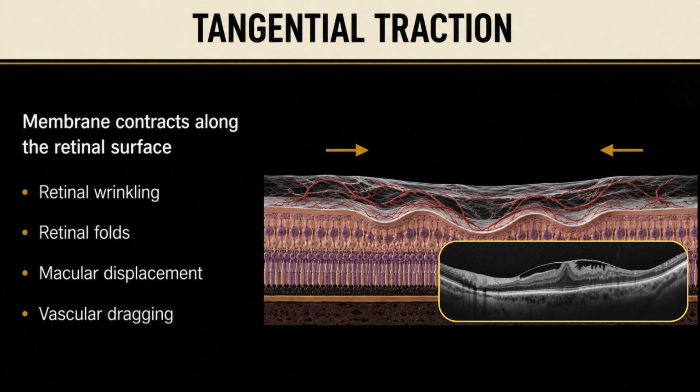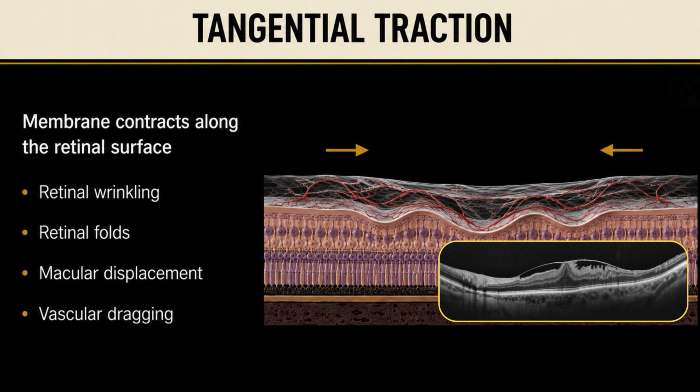The second is the tangential traction. Here, the fibrovascular membrane contracts along the surface of the retina, and this can produce retinal wrinkling, folds, or displacement of the macula and distortion or dragging of the retinal surface. Okay, so the pull can occur in two ways, either anterior-posteriorly or tangentially.